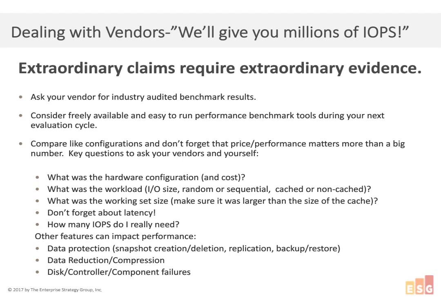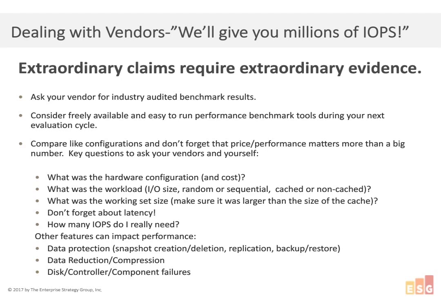So here are some questions you should ask your vendors and yourselves, right? So if you see a claim of millions of IOPS, okay, great. Is that an industry audited or a peer-reviewed benchmark result? If it is, great. Show me where that is, right? Consider for yourself the freely available, easy-to-run performance benchmark tools that you can use during your evaluation of the product. If you're comparing multiple arrays or multiple systems, try and compare configurations that are as alike as possible, right? Apples to apples. This is all pretty obvious stuff, but things that you just really do need to think about.